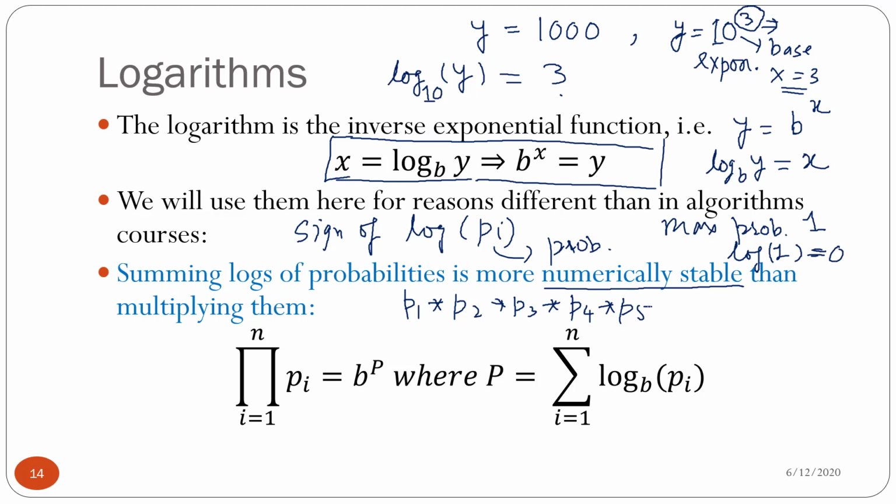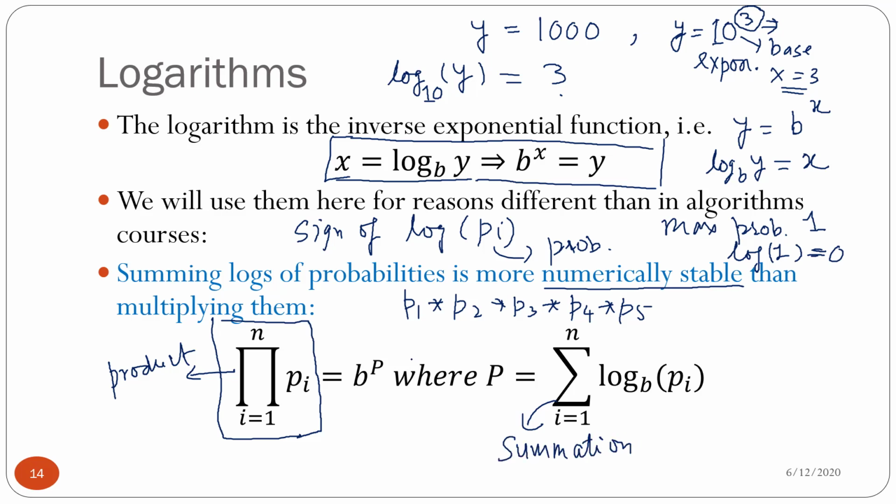Alright, so if you know the basic logarithms, then you'll find this really interesting. So what do we have here? Pay attention to this side. Assume that I have to multiply n probabilities. So this symbol, I hope you understand, is for product. Pi. Probably you are familiar with sigma, which is for summation. Sigma is used for summation, pi is used for multiplication.